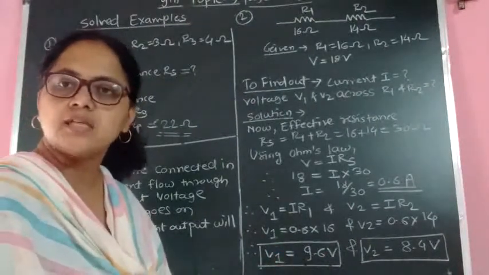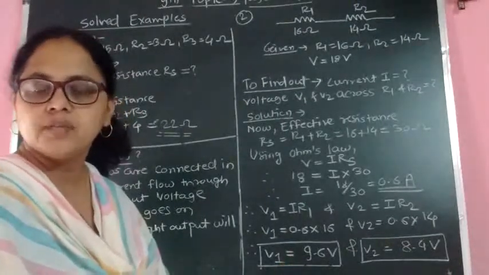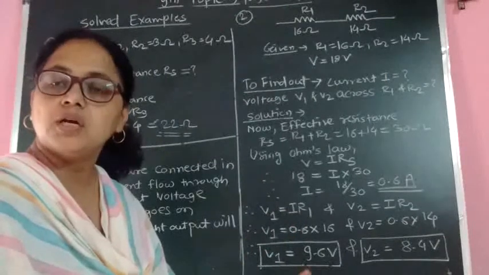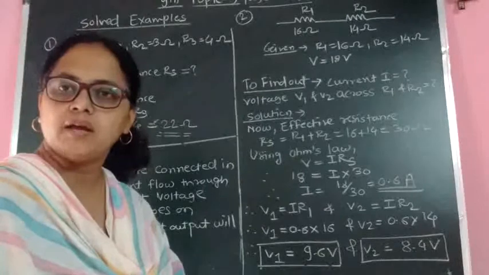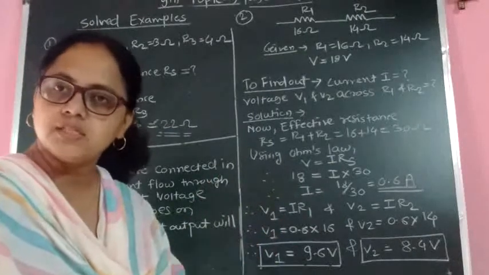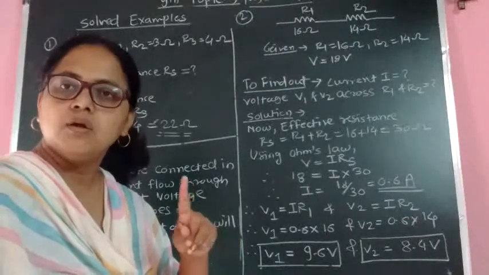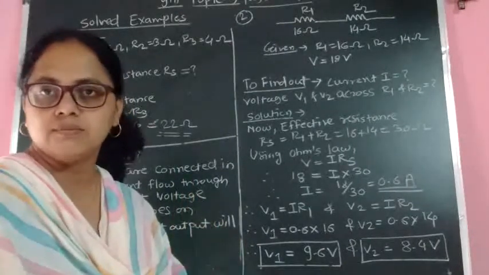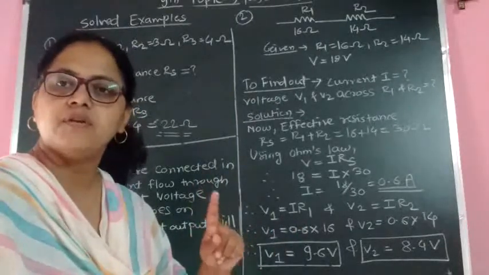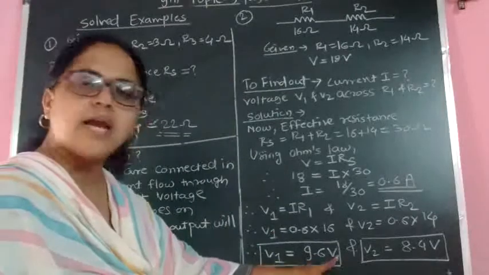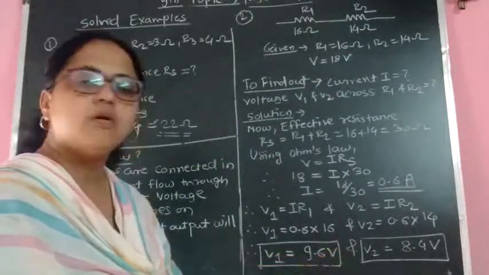So when the question asks to find out the voltage, use Ohm's law: V is equal to IR. Now if you want to find out the current, the same equation, Ohm's law, should be used. V is equal to IR. Put the value of voltage, put the value of resistance, and you will get I, the value of current. Always remember, do not forget to write the units. The unit of current is ampere, and the unit of voltage or potential difference is volt. It is represented by capital V. So here V1 is 9.6 volt and V2 is equal to 8.4 volt.